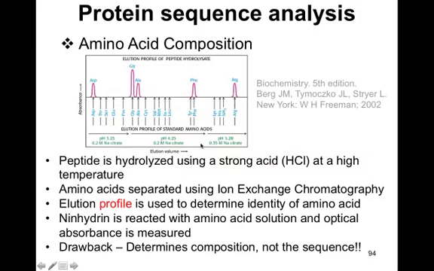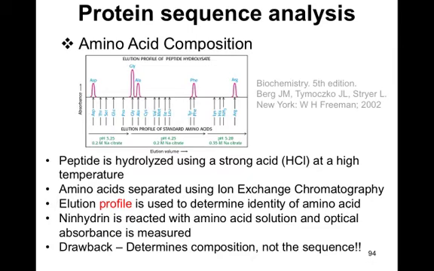Okay. So ninhydrin, which is originally a yellow powder, is used to react with these amino acids. And when ninhydrin reacts with the amino terminus of each of the amino acids, it turns a deep purple color. It is this deep purple color that is detected in this method in terms of absorbance.